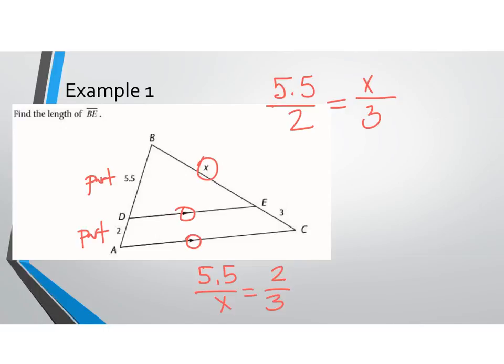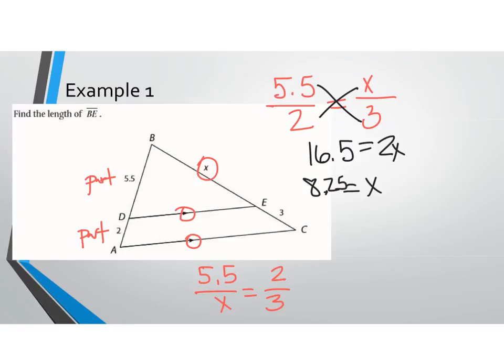We'll quickly run through the math, and then we will not always show the math. You should be using cross products like we've done before. 3 times 5.5 is 16.5. 2 times x is 2x. Divide by 2. You have an answer of x equals 8.25.